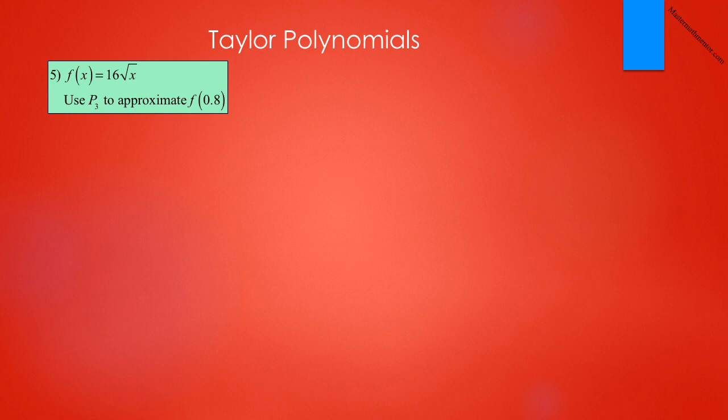So let's go back to our introductory problem. Number 5 reads, we have f of x equals 16 square root of x. We would like to approximate f of 0.8. We choose to use P3 to do so.